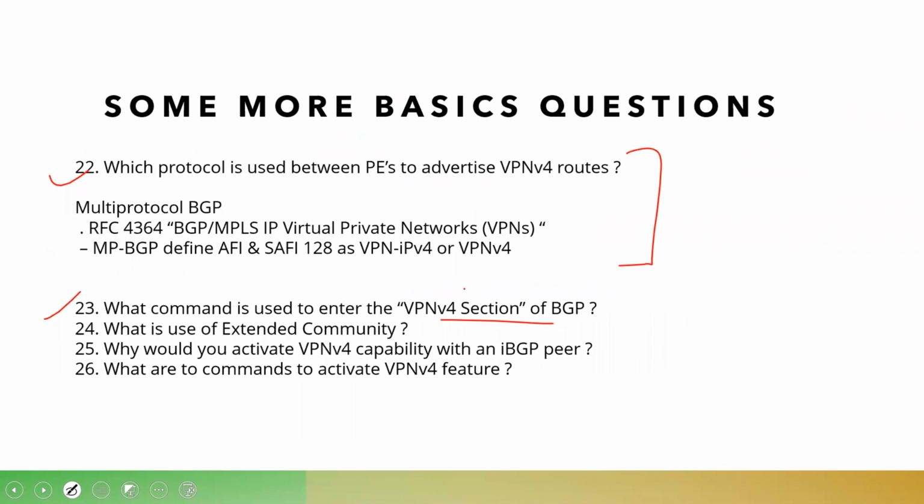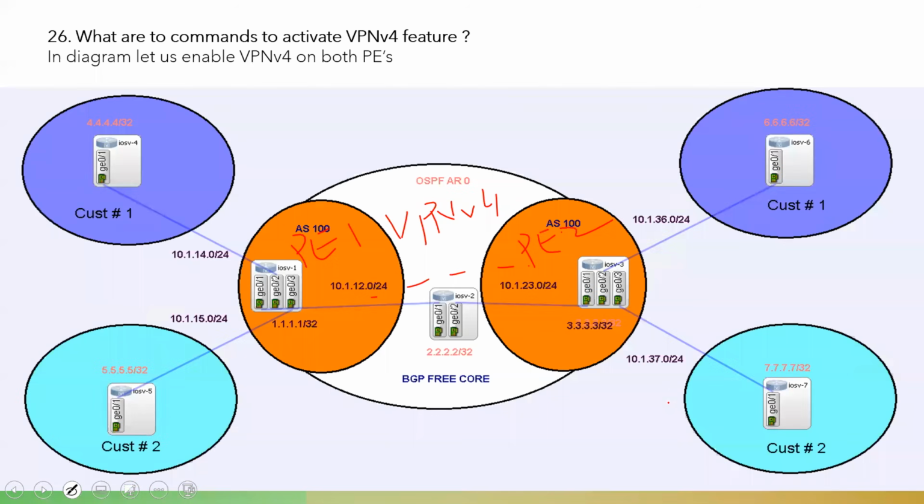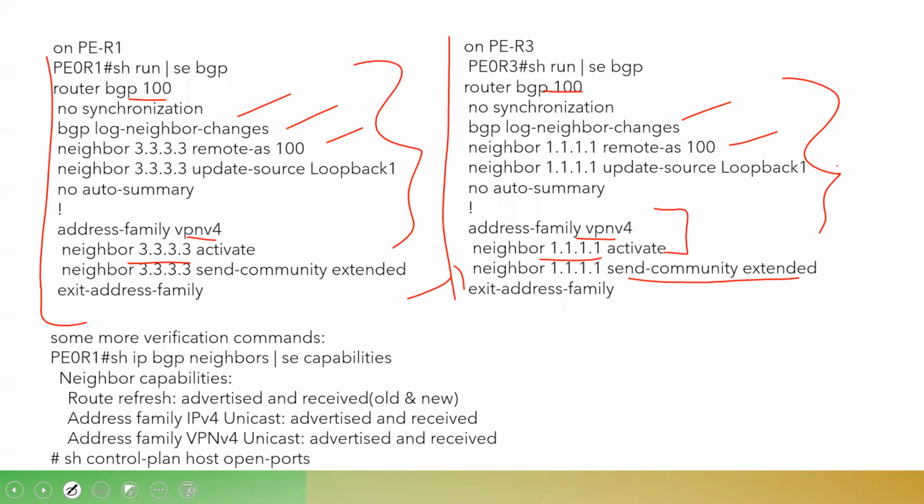So let's see. Question number 24. What is the use of extended community? Why would you activate VPN v4 capabilities with iBGP pair? And what are the commands to activate a VPN v4 feature? So very much we have addressed question number 26, because you have seen the configuration. We have to go there and activate it. Once you are activating, you should understand about the configuration related to community extend.